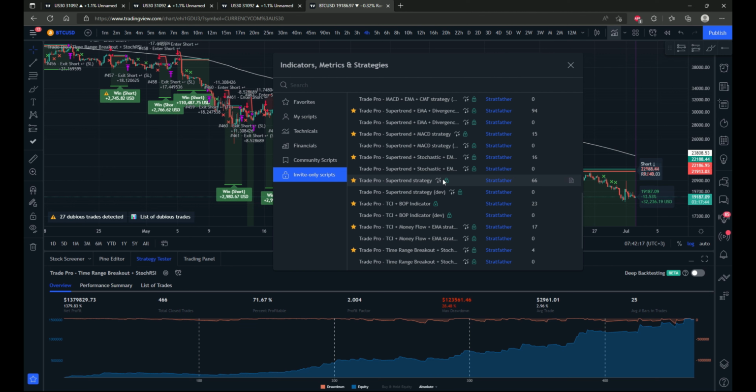Now, I'm going to go over the strategy that this script is using and all of the different customizable parts that it has within the settings. So let's check it out.